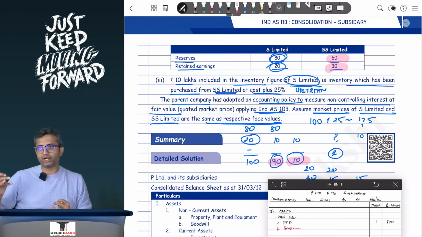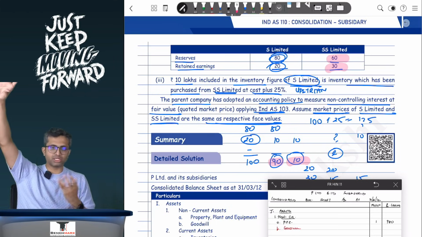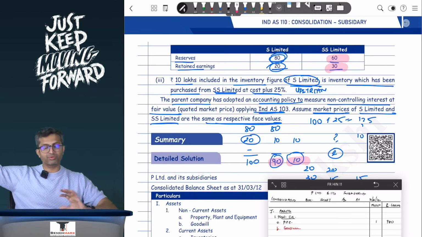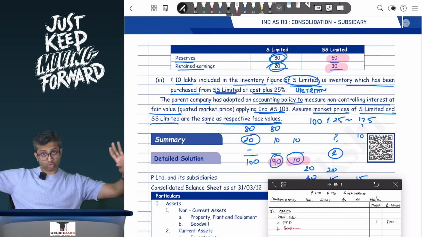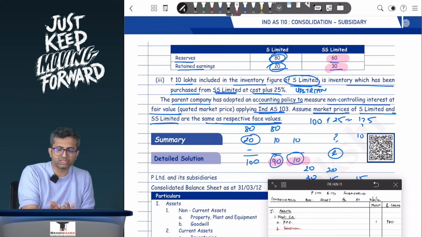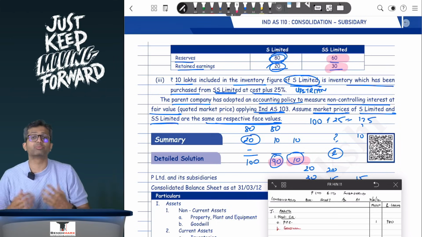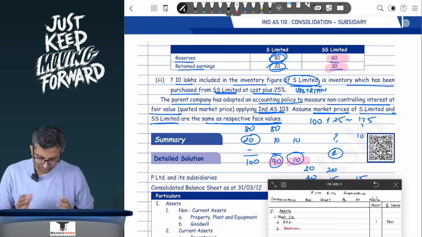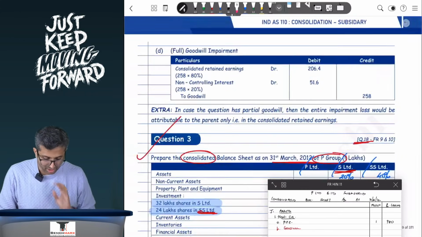If the acquisition was at the start of the year, you don't need to do 50-50. Like 20 was there at the beginning, 30 was earned during the year. We said 30, 6 months pre, 6 months post. No, that will be because the date of acquisition is 30th September. If the date of acquisition was not 30th September, you don't need to do this split working like that. Okay, so that takes care of question number 3.